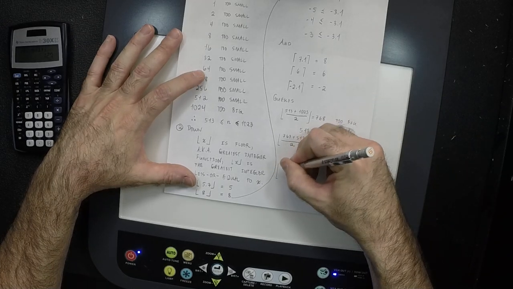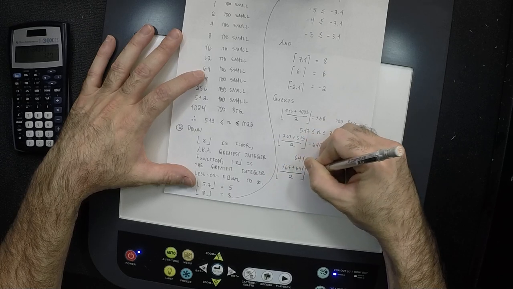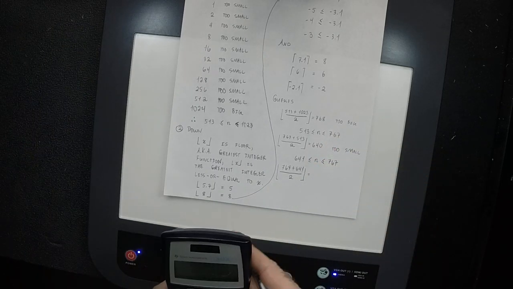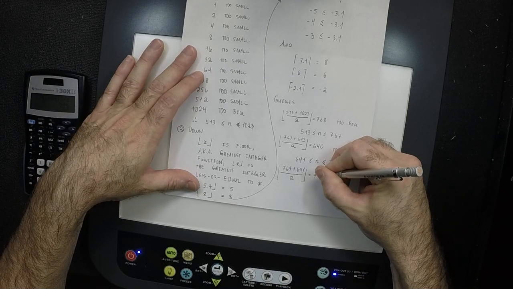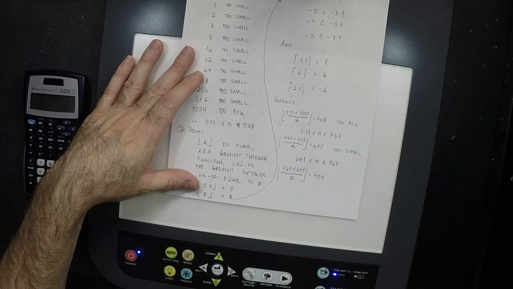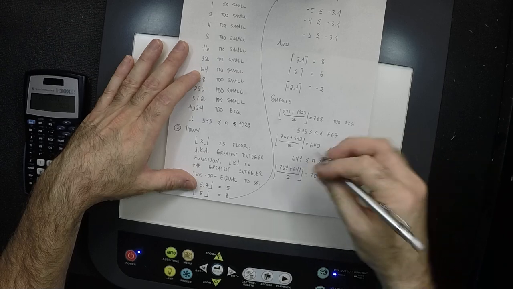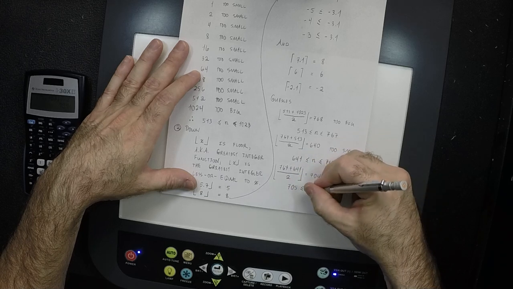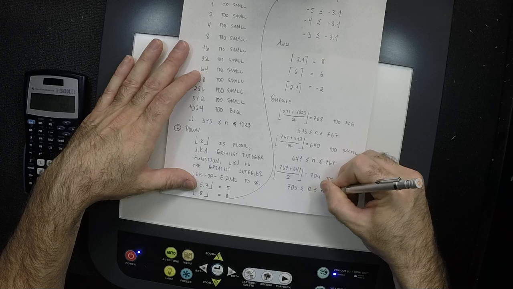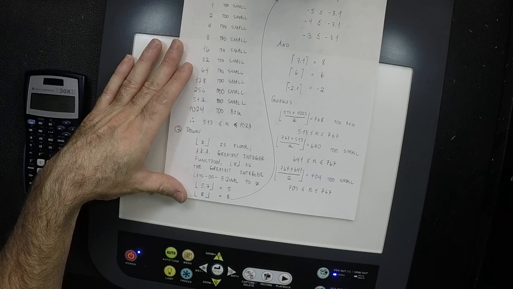Fine. So 767 plus 641 divide by 2, floor of this. Okay, so that turns out to be 704. So how do you respond to 704? Too small. Okay, so the new interval is 705 is the least possible, and 767 is the greatest possible. Okay.